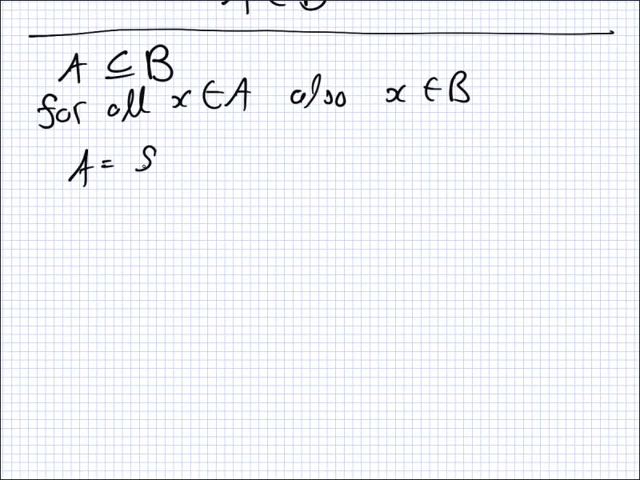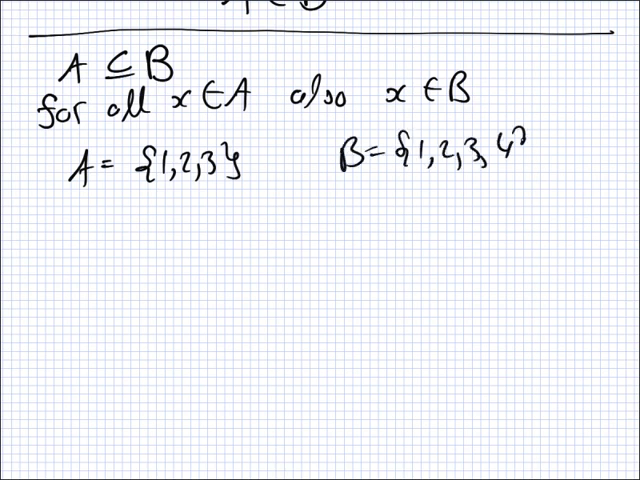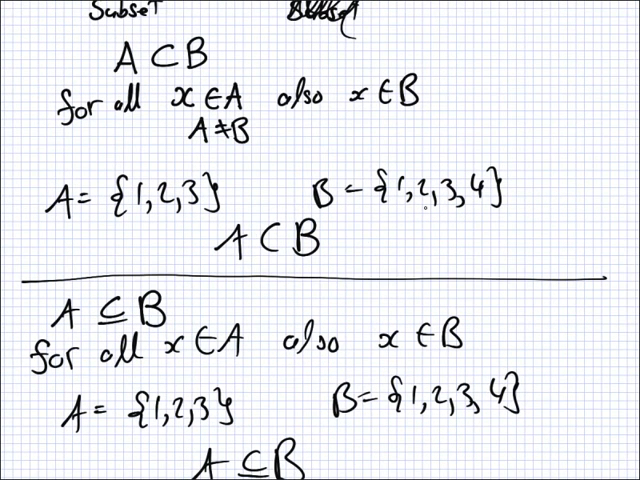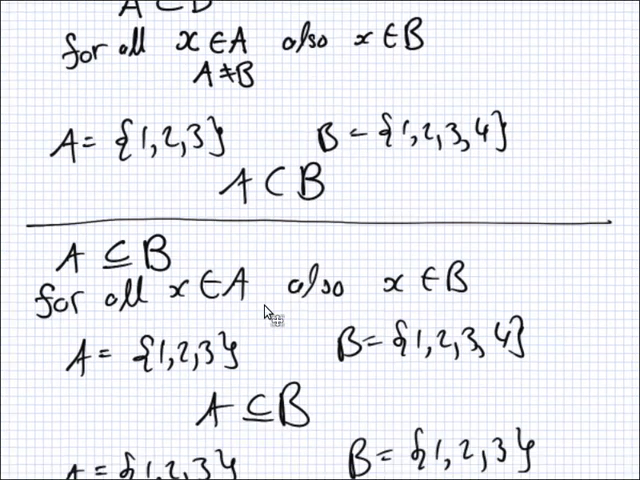I'll give you some examples of this one. Let's say A equals 1, 2, 3, and B equals 1, 2, 3, 4. I can still say A is a subset of B. Now, if I had A equals 1, 2, 3, and B equals 1, 2, 3, again, I can still say this. I've removed the restriction that A and B have to be different. Whereas in this one here, if I had A equals 1, 2, 3 and B equals 1, 2, 3, could I say A is a proper subset of B using this symbol? No, because in this definition, A and B have to be different.